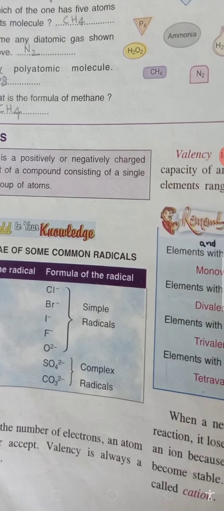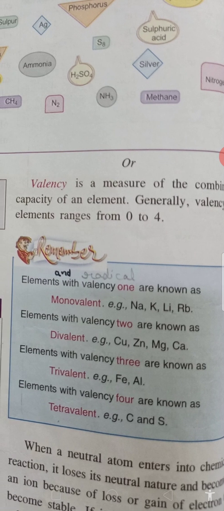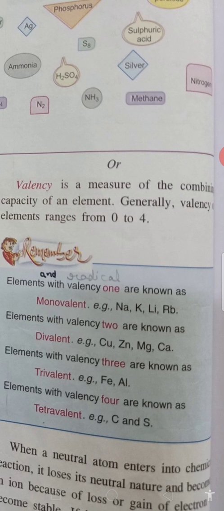Valency is a measure of the combination capacity of an element. Generally, valency of elements ranges from 0 to 4. So elements with valency 1 are known as monovalent, like sodium, potassium, lithium, rubidium. Even children, chlorine has valency 1, bromine has valency 1, and elements with valency 2 are known as divalent. For example, copper has valency 2, zinc, magnesium, calcium.